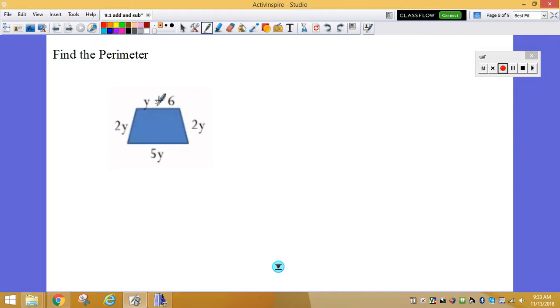Find the perimeter. Okay, you have one of these on your worksheet also. Perimeter means add up all of the sides, okay? So I'm going to add 2y plus y plus 6 plus 2y plus 5y. Now, where did I get those numbers from? Just all these sides. I did 2y plus y plus 6 plus 2y plus 5y.